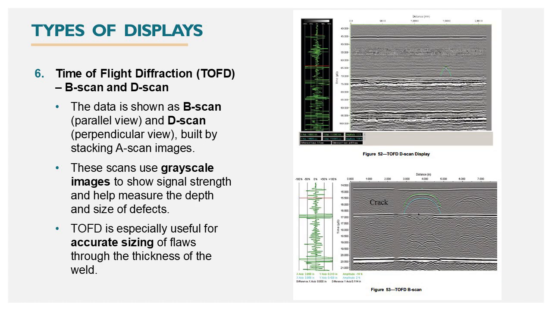The data is shown as B-scan, showing the parallel view, and D-scan, showing the perpendicular view, built by stacking A-scan images. These scans use grayscale images to show signal strength and help measure the depth and size of defects. TOFD is especially useful for accurate sizing of flaws through the thickness of the weld.